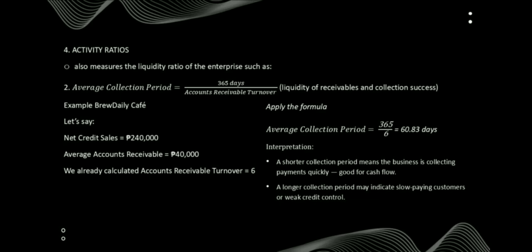To get the average collection period, we have to divide 365 days by the accounts receivable turnover of 6, which we got 60.83 days. A shorter collection period means the business is collecting payments quickly, while a longer collection period may indicate slow-paying customers or weak credit control. In the case of Brew Daily Coffee, it takes about 61 days on average to collect payments from its credit customers.